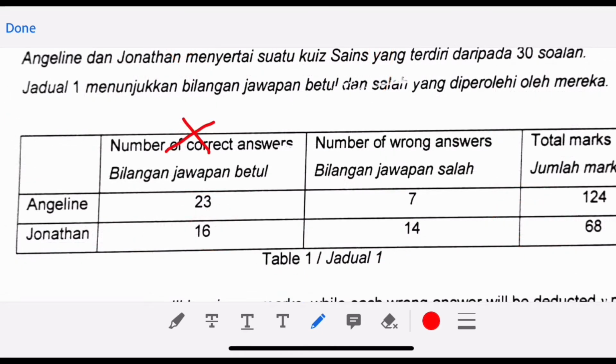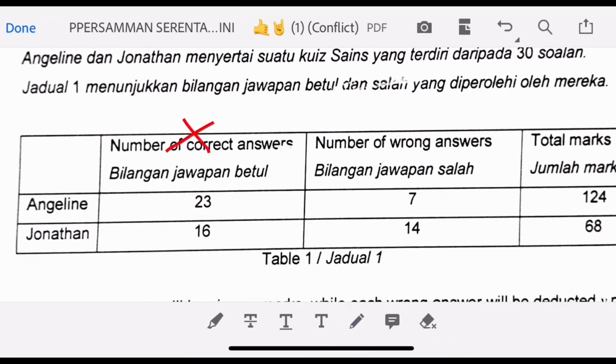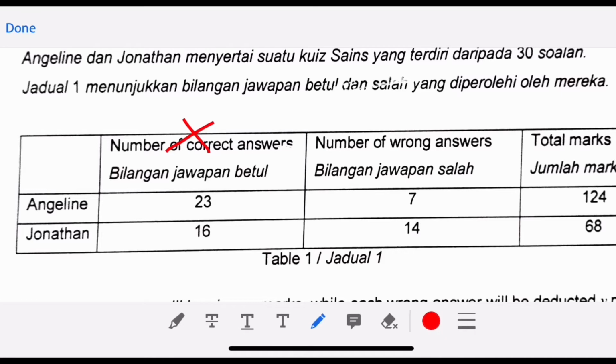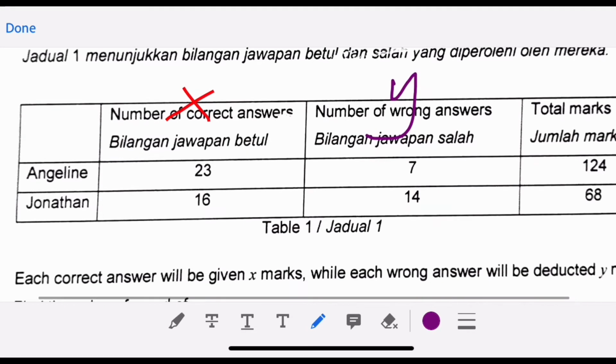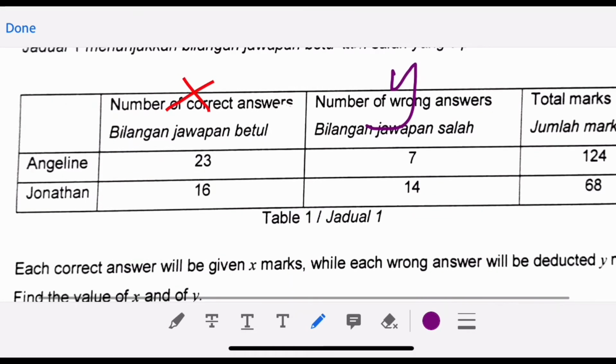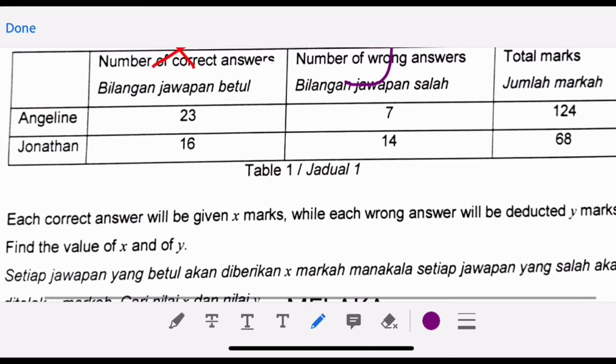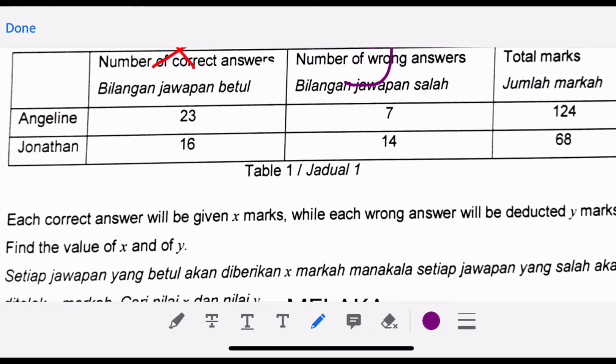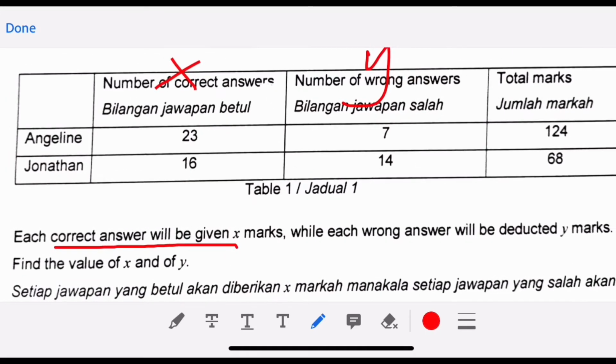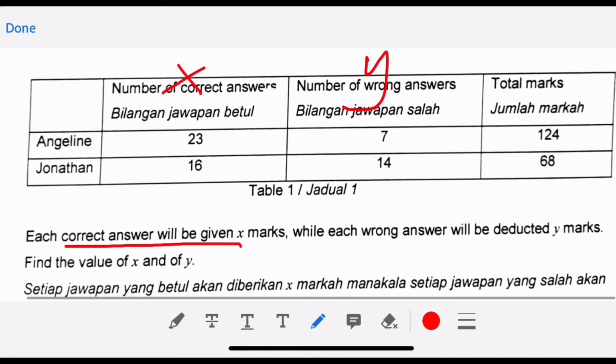Okay, like this. So you label the X on the number of correct answers there. It doesn't mean that that is a number, it means that it's the marks given, and the Y is the marks deducted from the wrong answer. So when you see given is plus, okay, I mean you have to times with the marks. For let's say Angeline, the marks correct is, let's say one question is X marks.